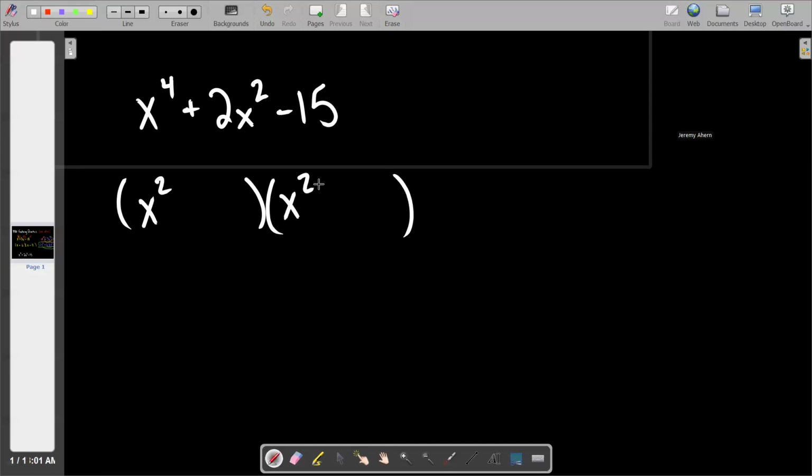What are my signs going to be? Plus and a minus. And what are the numbers? 5 and 3. Positive 5, negative 3, done. Put a fork in it. It's done. Next example.